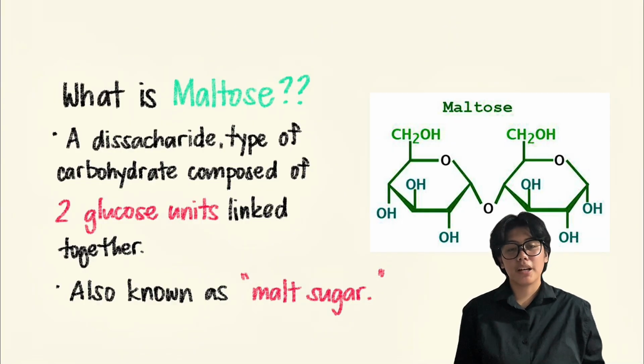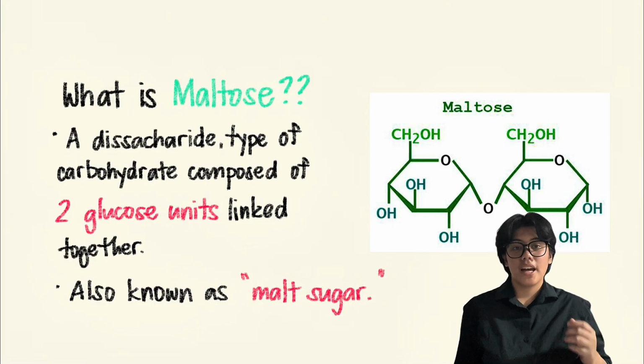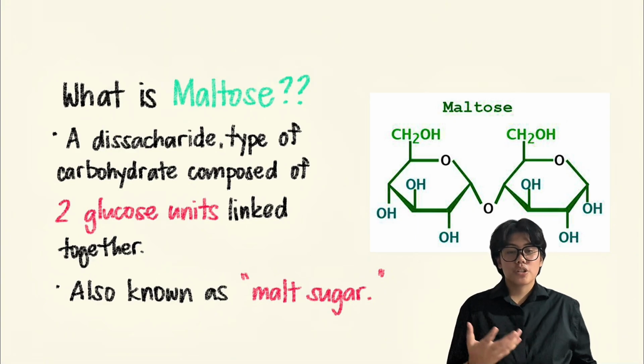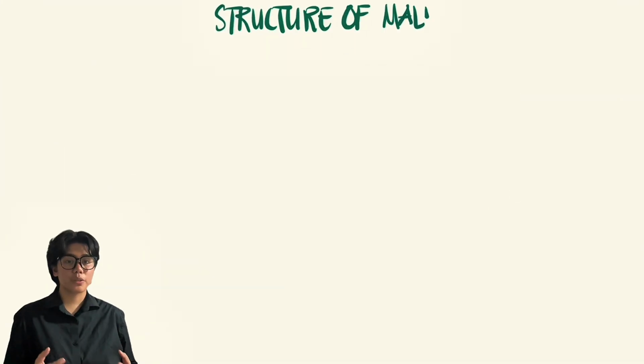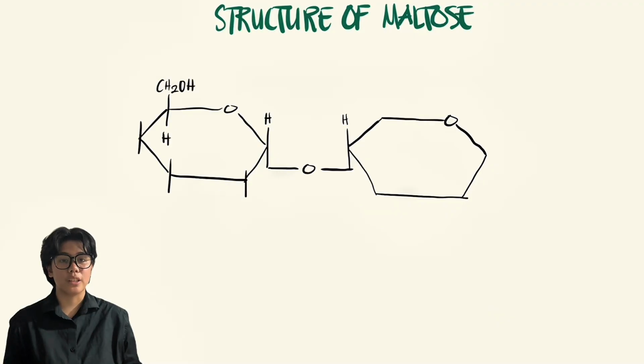Another thing about maltose is that it's also commonly known as malt sugar. Now, this sugar is sweet, but it's not as sweet as sucrose. So in short, maltose is equal to 2 glucose units, and it's a disaccharide type of carbohydrate. Here I provided you a picture of the structure of maltose to help you visualize what I just explained.